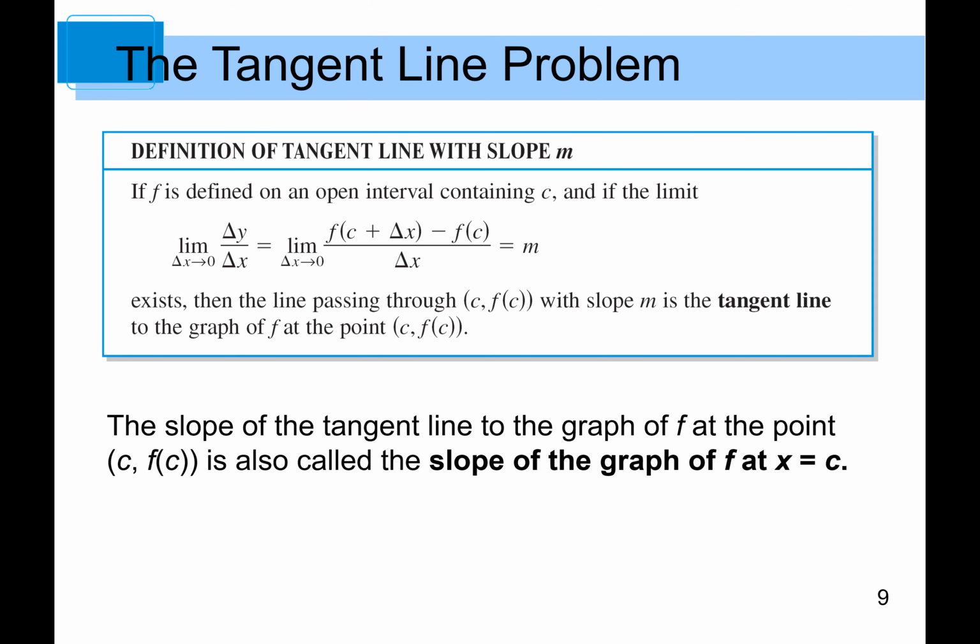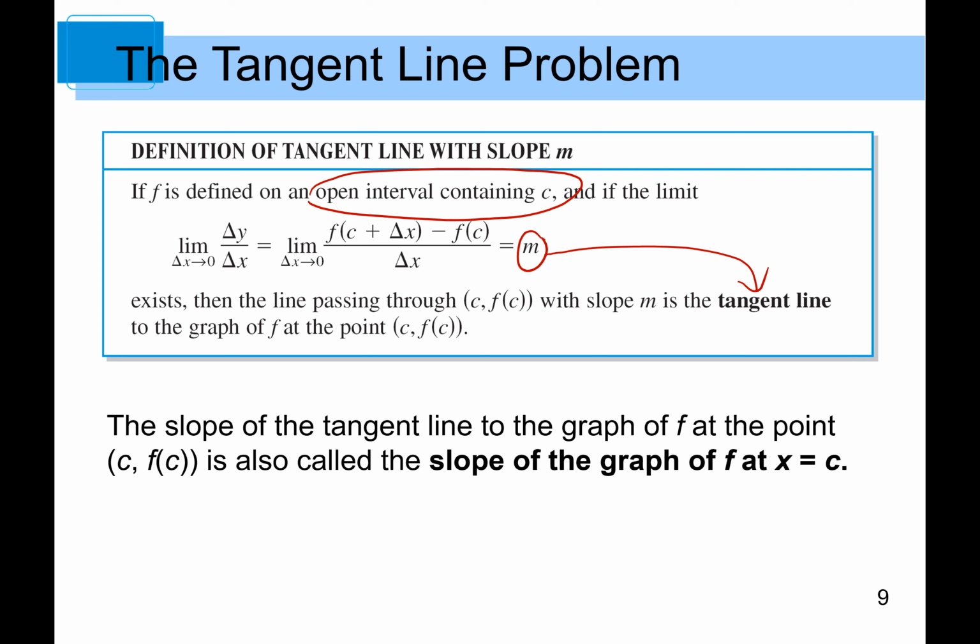That leads us to the definition of the tangent line with slope m. If the function f of x is defined on an open interval containing point C, and if the limit of delta y over delta x as delta x approaches 0 equals the limit as delta x approaches 0 of f of c plus delta x minus f of c over delta x, and this is the slope of the tangent line, then the line passing through C, f of C with slope m is the tangent line to the graph of f at the point C, f of C.